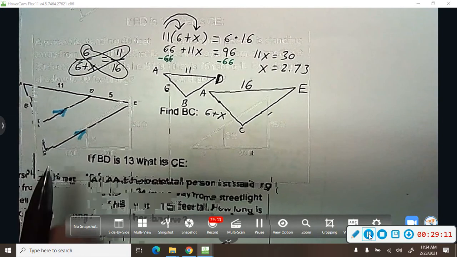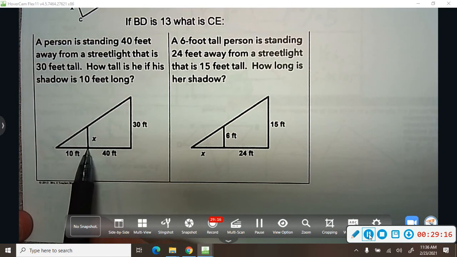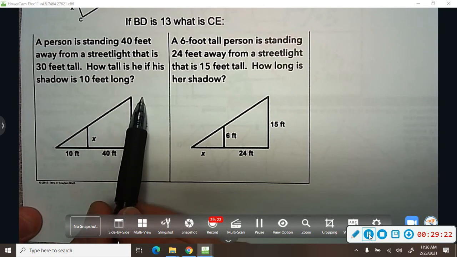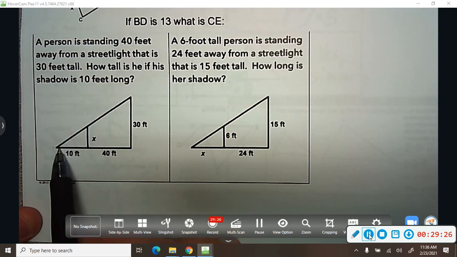Okay, a person is standing, so he's right here. A person is standing 40 feet away from a street light. This is a street light. The street light's 30 feet tall. So how tall is this person if the shadow is 10 feet long?